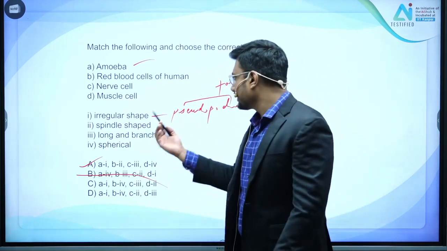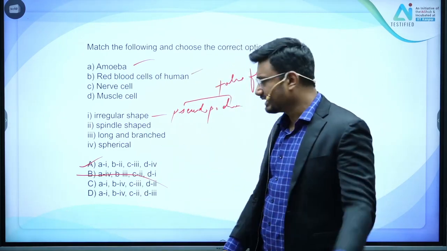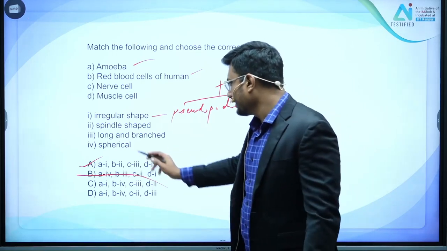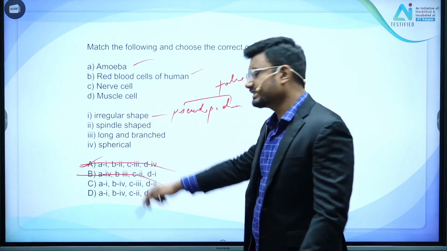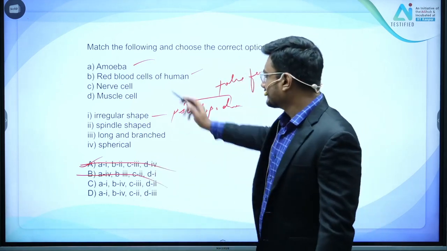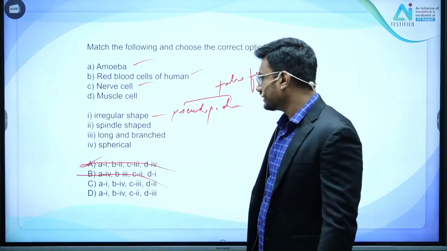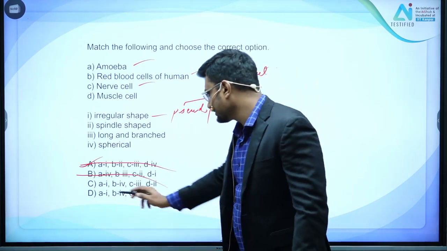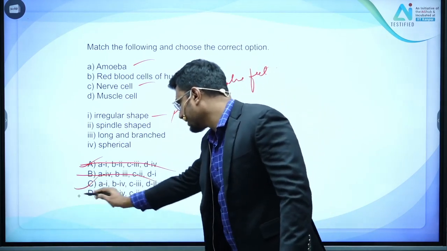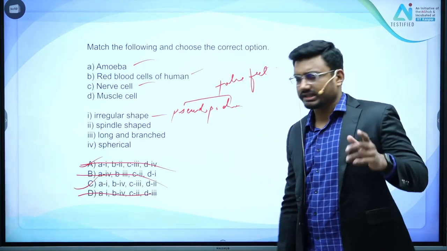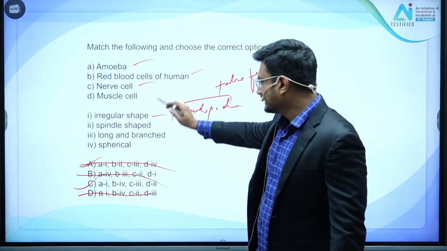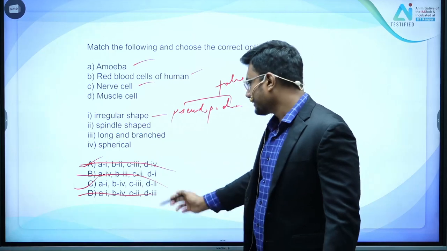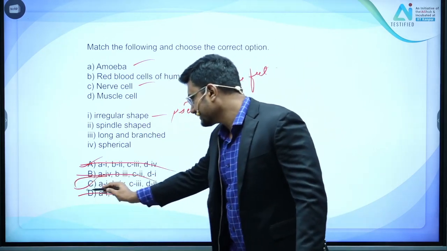Red blood cells of human, we know that they are spherical in shape. So B will be fourth. So we can cut A because B is 2 there. Nerve cell, we know that it is long and branched. So that is third one. C is third, so the correct answer I have got here. D we can cut. The correct option is C. Muscle cell is spindle shaped. So yes, the correct answer is C.